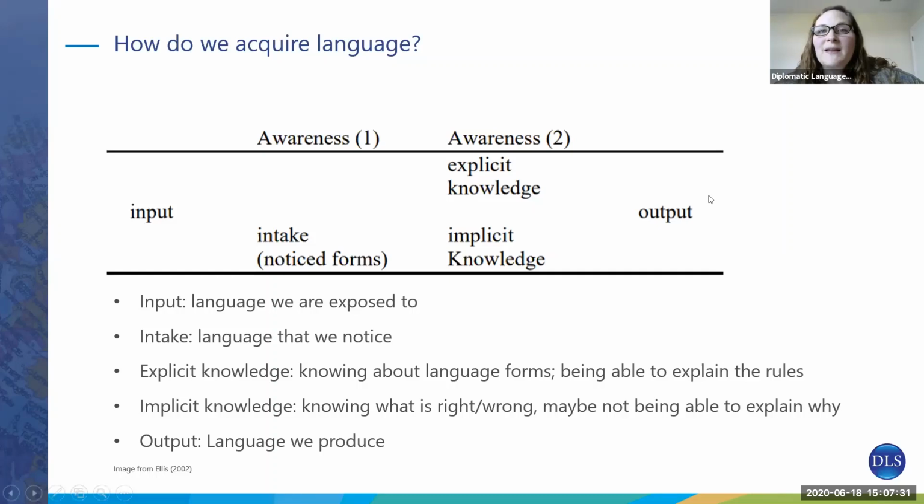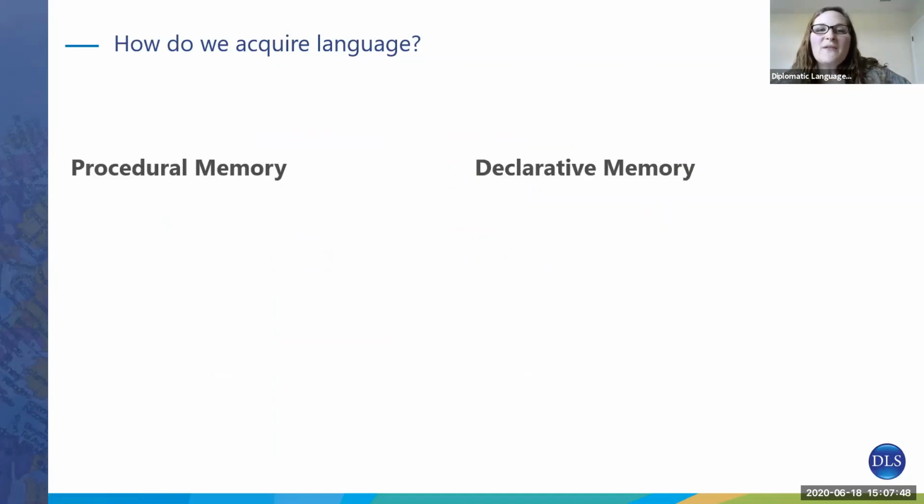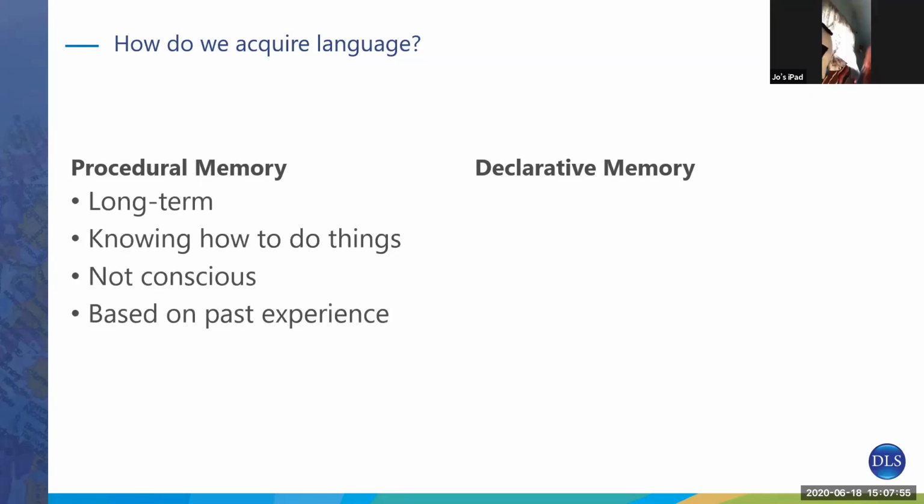And then finally, the result of all of this is then output. So you can see evidence of the student's knowledge, what they've taken in, et cetera, and what they're able to say, the language that they're able to produce. Okay, so this is related a little bit to two terms, procedural memory and declarative memory. And so procedural memory is kind of similar to implicit knowledge, but this is sort of a long-term memory.